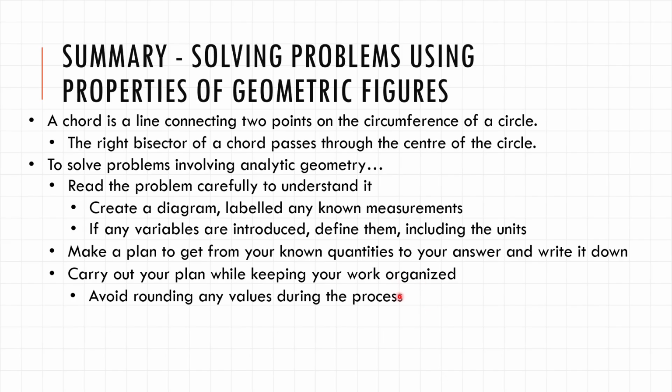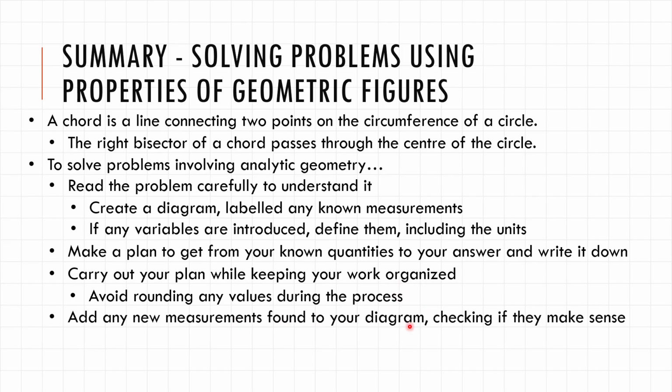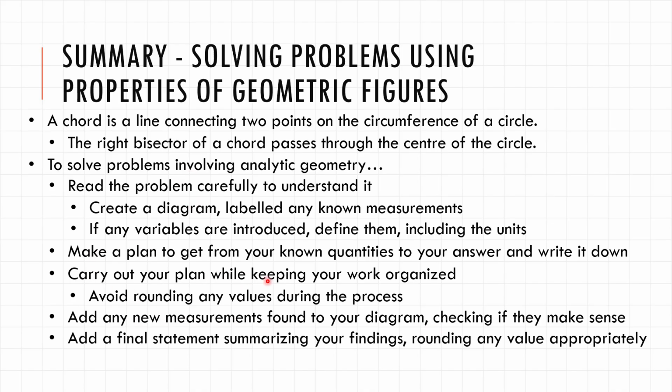As you find newer measurements, add them to your diagram and just check while you're doing that to see if they make sense. Maybe you missed a negative, or maybe you added instead of subtracting and you ended up getting a number that's bigger than it's supposed to be. If you add that new number that you found to your diagram, it should immediately be obvious to you if it's too big, or if it's negative when it should be positive, or if there's some sort of problem with it. Finally, once you're done carrying out your plan, add a final statement that summarizes what you've learned, and at this point, you can round any value you'd like to whatever you feel is appropriate.